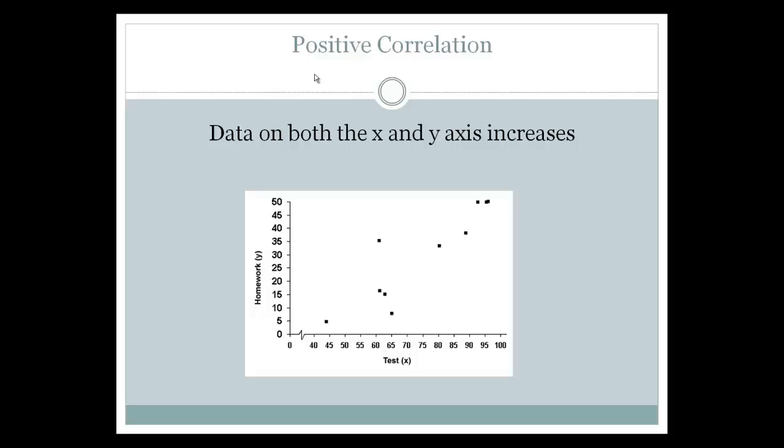In positive correlation, data on both the x and y axis increases. As you can see, the closer to 0 it is, the lower the values are, and as it gets farther away from 0 or bigger, it also gets higher on the graph. This is a positive correlation.